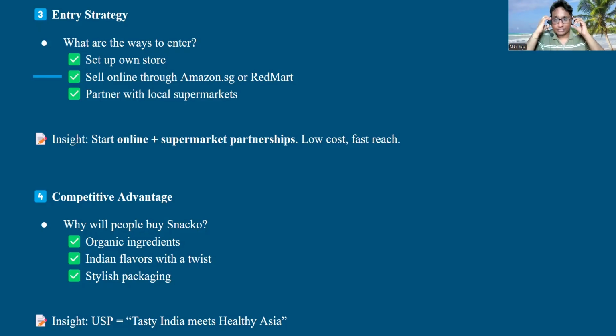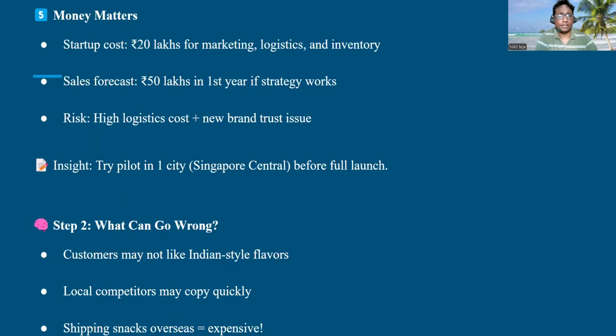Next is stylish packaging. Stylish packaging can be one of the unique selling points, right? So inside the USP: tasty India meets healthy Asia. So the unique selling point is the Indian flavor as well as it being healthy, right? So we will be doing market entry strategy as well as competitive advantage analysis also. What is the USP of our company?